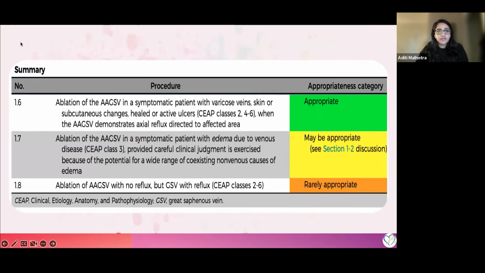And again, we have another summary table drawn from the same paper. And as you can see here, it summarizes ablation of the AASV in a symptomatic patient with varicose vein, skin, or subcutaneous changes, healed or active ulcers, i.e. class CEAP 2, 4 to 6. When the AASV demonstrates reflux that is directed to the affected area, then it is appropriate to treat these patients. It may be appropriate if they're class C3, and the only reason for this is the edema can have a wide range of coexisting non-venous causes of edema. And then lastly, it's rarely appropriate when there is no reflux present.